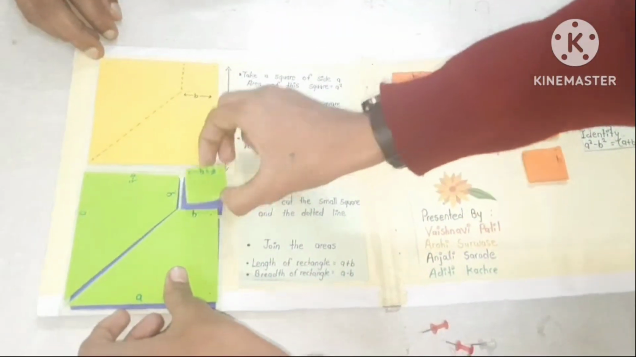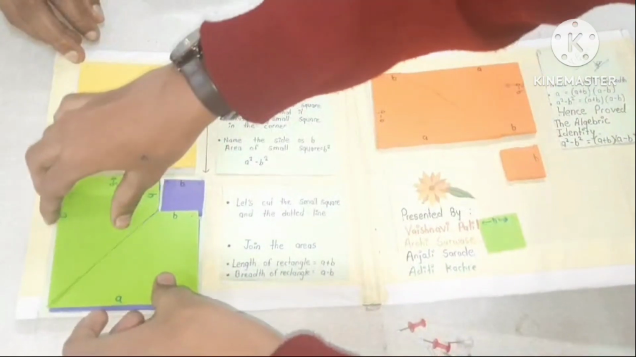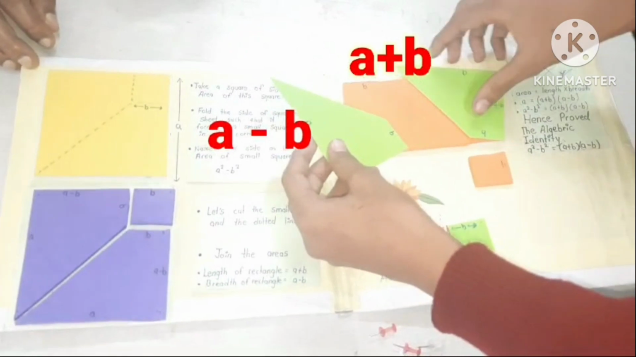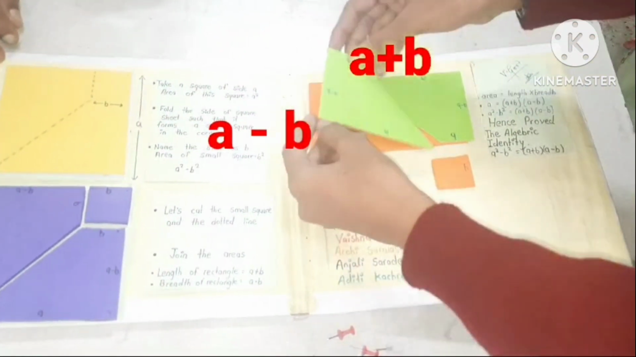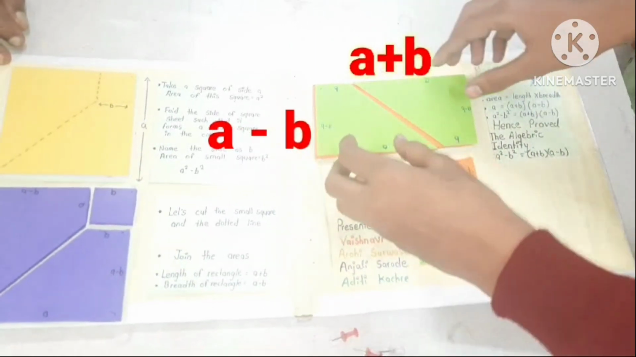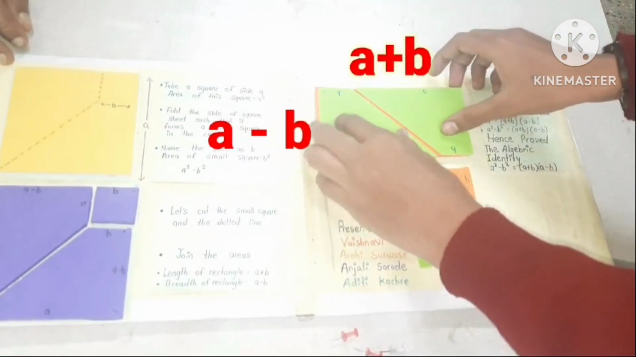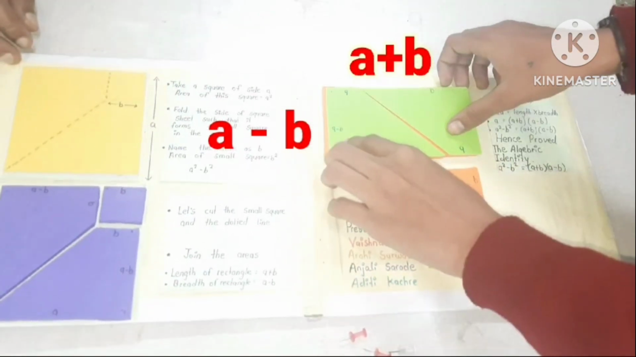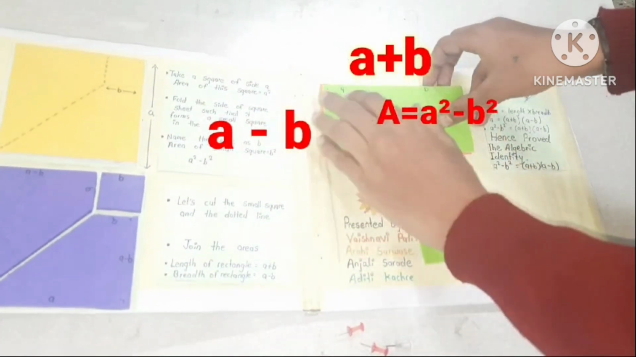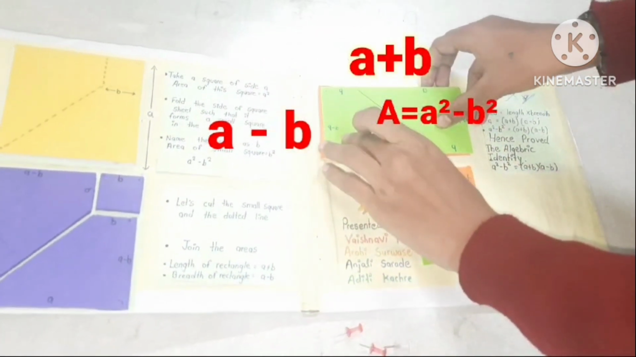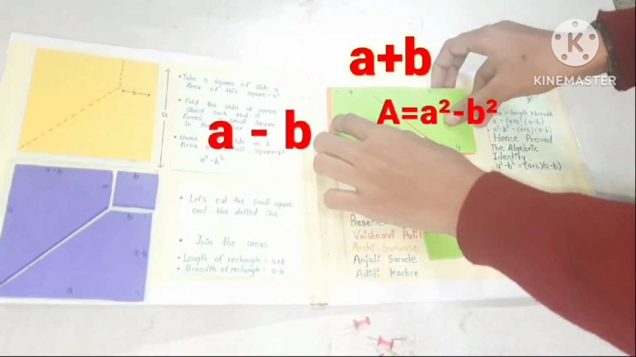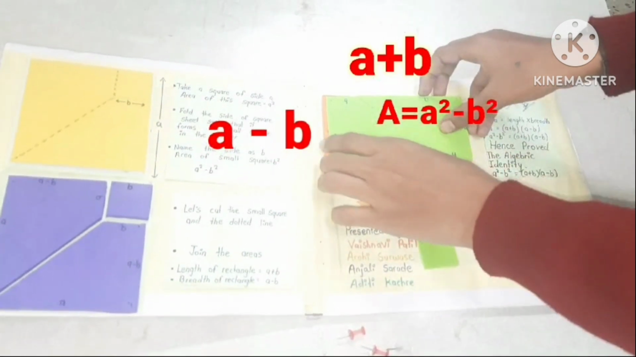So when we remove this area and we arrange it in the form of this, we get a rectangle. Then the length of this rectangle will be a plus b, and the breadth will be a minus b. So the area of the rectangle is length into breadth, so it will be a plus b into a minus b. So we have the remaining portion's area, a square minus b square. We get a plus b into a minus b.